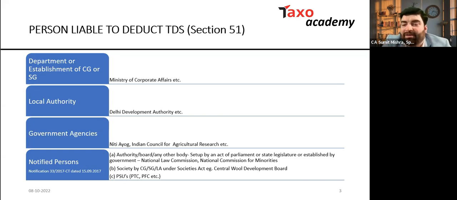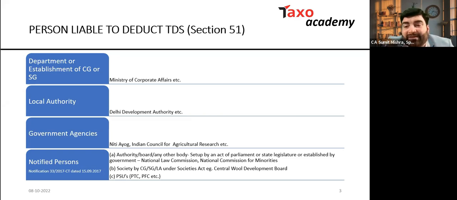Societies, I mentioned, like the Central Wool Development Board. There are certain authorities and societies for the welfare of a particular industry, like the textile industry, registered in Rajasthan, the Central Wool Development Board. This society is wholly governed by the Ministry of Textiles. So there are certain societies which are regulated by the government. You have to check it closely at the time of checking the transaction, whether TDS is applicable.